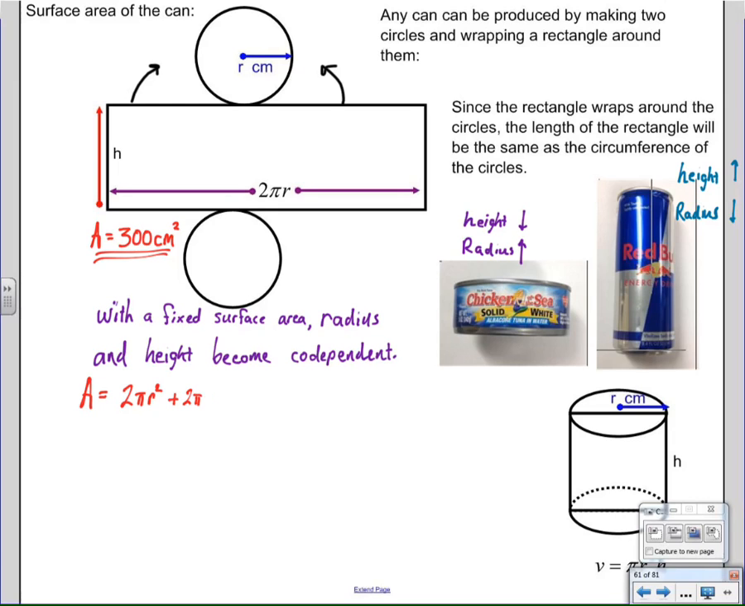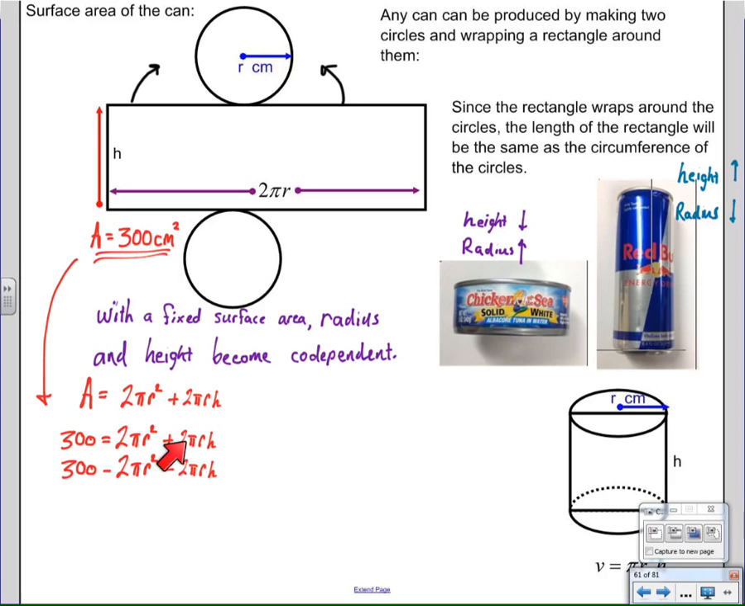Specifically, the area of a can, a cylinder, is expressed as 2 pi r squared, that's 2 times the area of the circle, top and bottom, plus 2 pi r h, 2 pi r representing the length and h representing the height of this rectangle, and the height of the can. And then, since the area is fixed, we have 300. Now we can see that r and h exist within the same equation, so all I have to do is solve the equation for h.